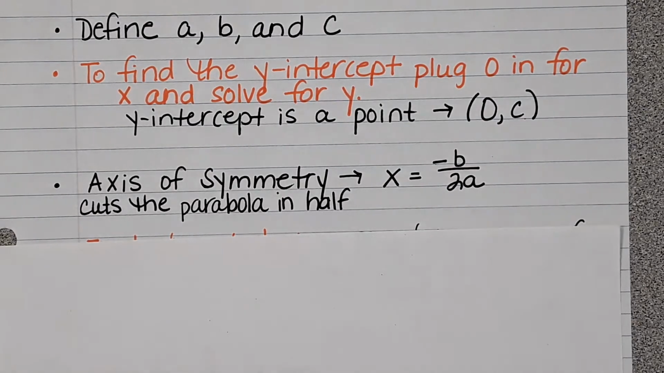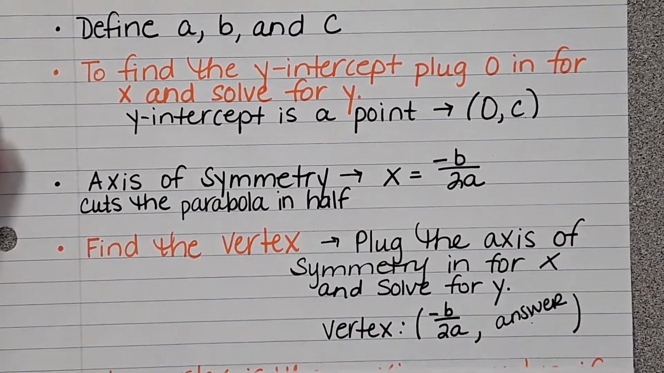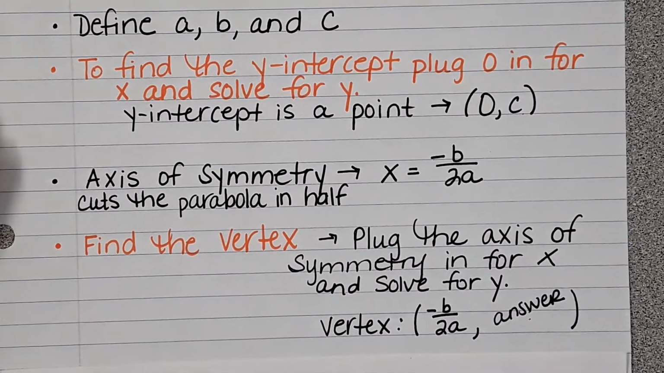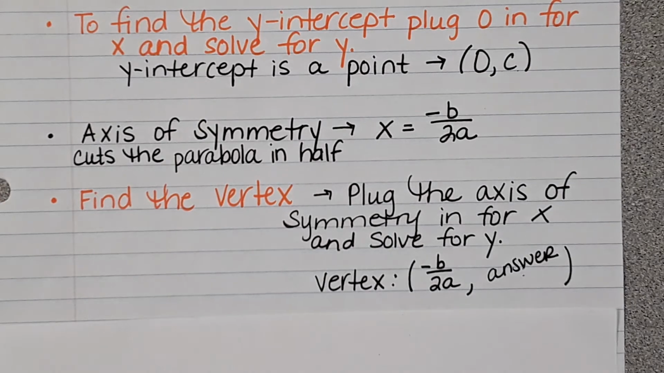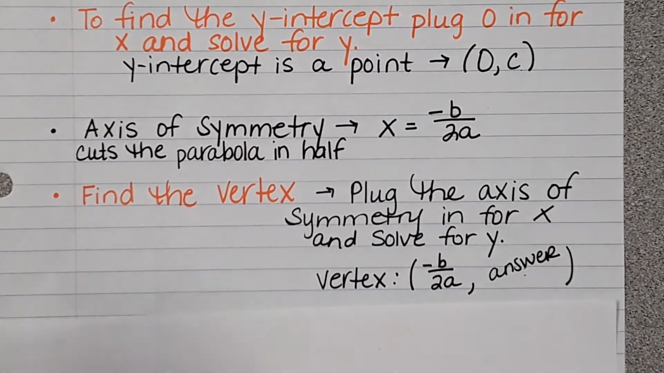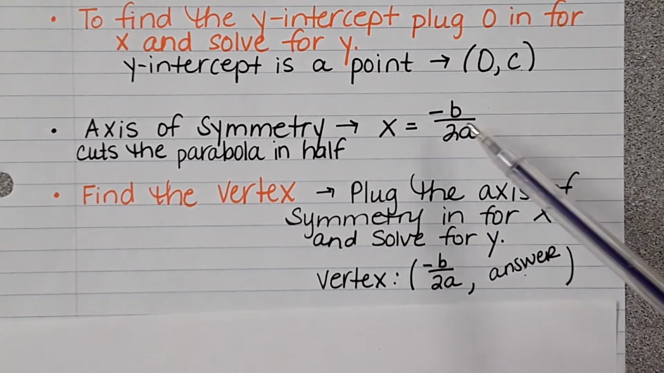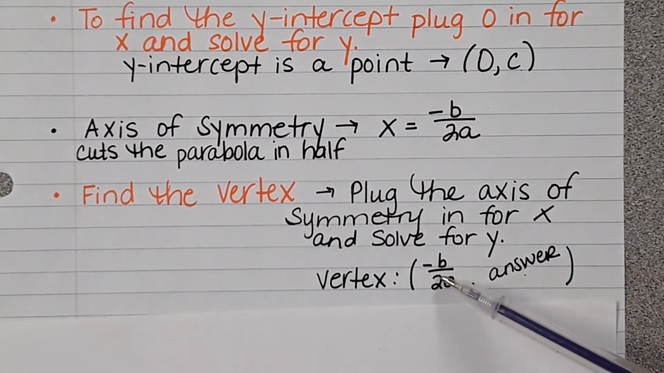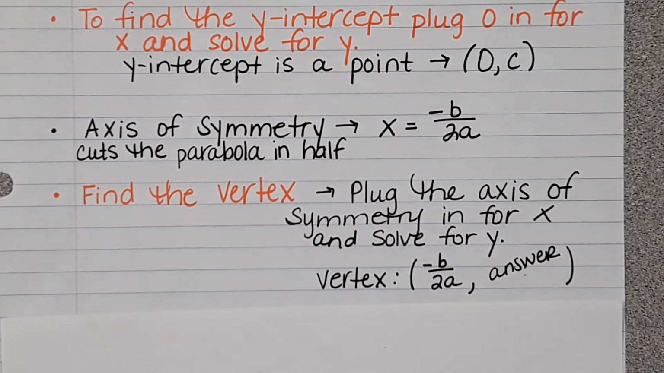Okay? Now, we're going to use the axis of symmetry to find the vertex. Again, if your axis of symmetry is x equals 3, you would plug 3 in. You plug it into the equation and you get an answer, and that's the y-value of the vertex. Okay, so now you have this vertex. You have a y-intercept, you have a vertex, you have an axis of symmetry.